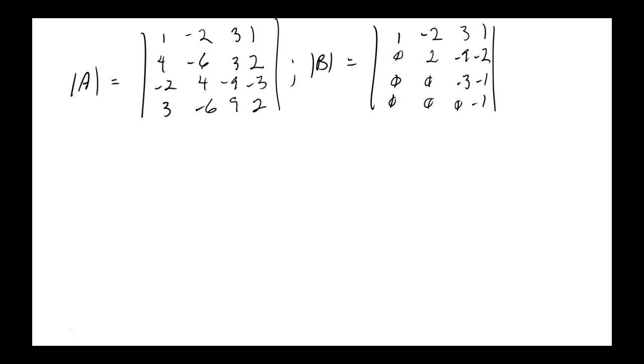Which of those is easier to determine the determinant? B for sure, because it's an upper triangular matrix. What's its determinant? It's what? 6.